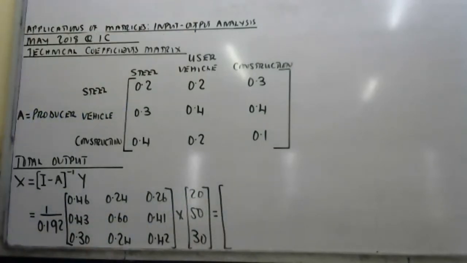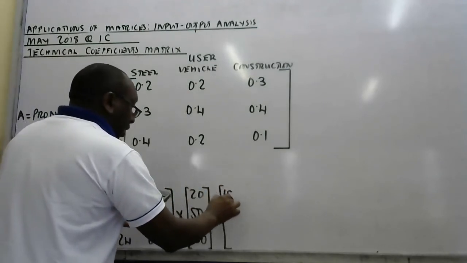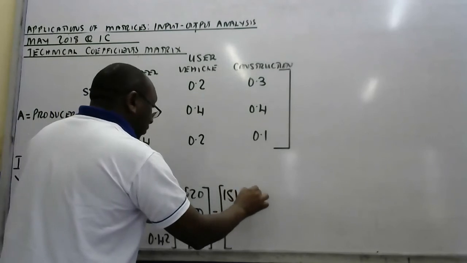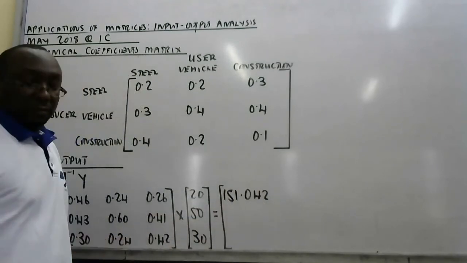So we know how to multiply matrices. We just go straight, creating our set that way. So it will be 0.46 times 20 plus 0.24 times 50 plus 0.26 times 30 equals. Now you open the brackets, you divide by 0.192. So I'm getting 151.042.